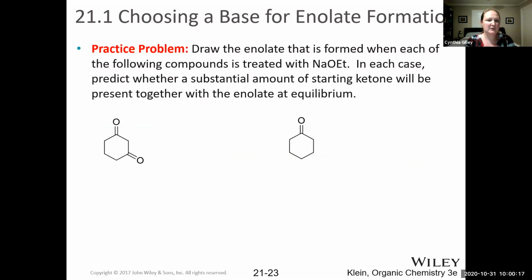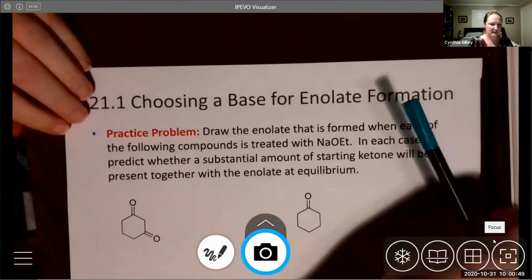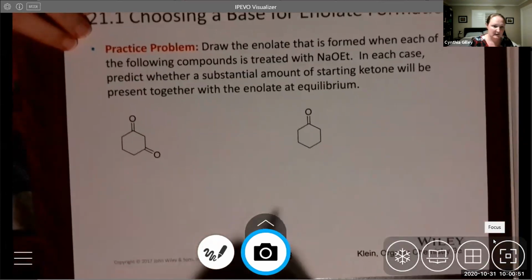Let's do a practice problem. The question says, draw the enolate that is formed when each of the following compounds is treated with sodium ethoxide. In each case, predict whether a substantial amount of starting ketone will be present together with the enolate at equilibrium. Go ahead and pause this so you can work on it, and then we'll go over it. Okay, let's go ahead and go over that.